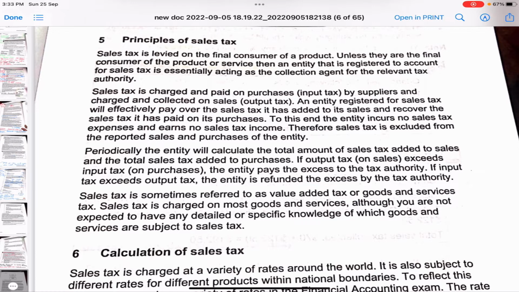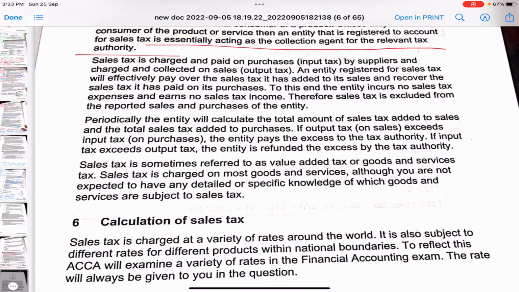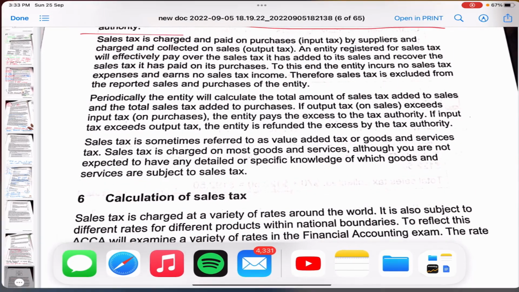So now you understood what it means by collection agent for relevant tax authority. Sales tax is charged and paid on purchases, input tax, by suppliers, and charged and collected on sales, output tax. So this is something you need to keep in mind.